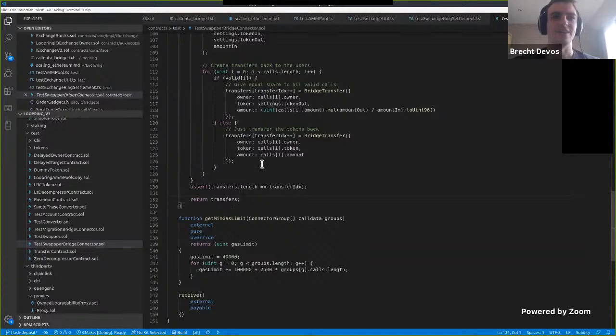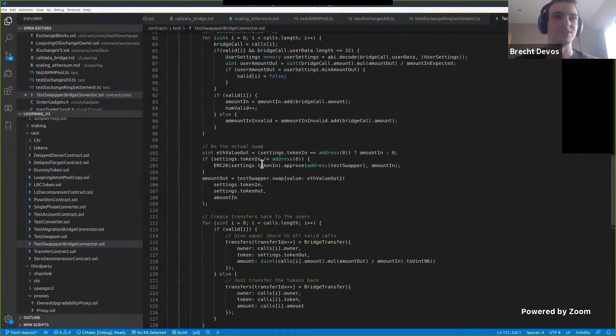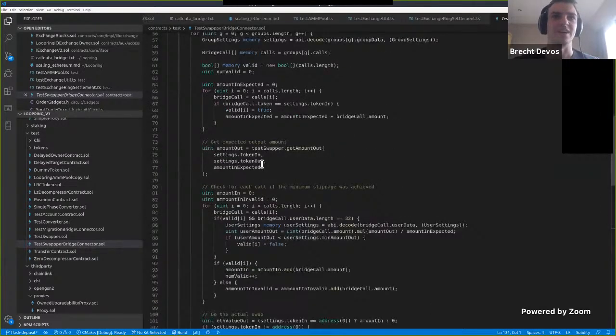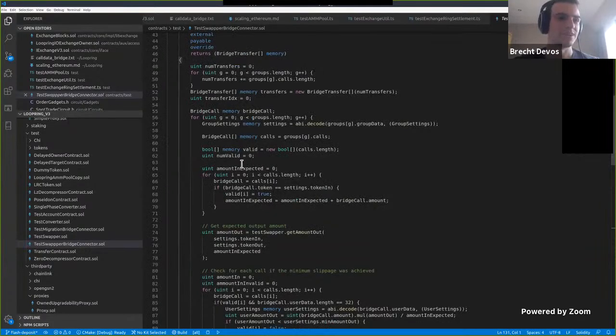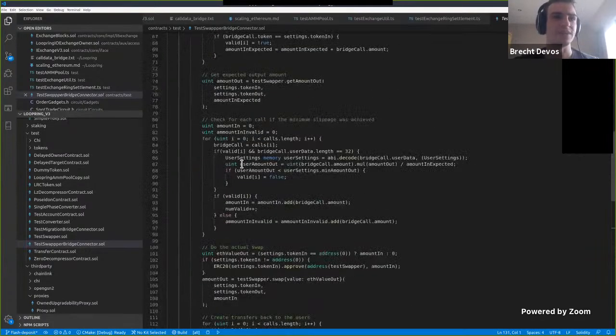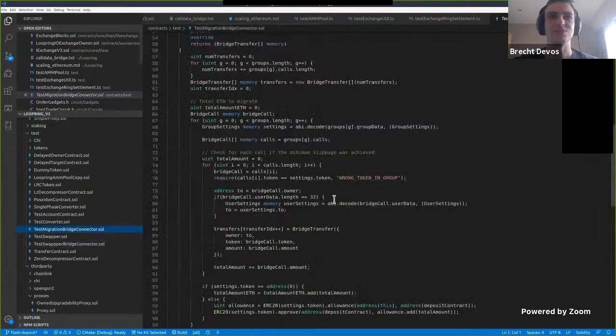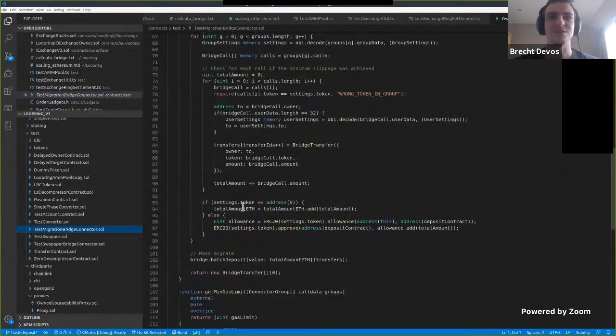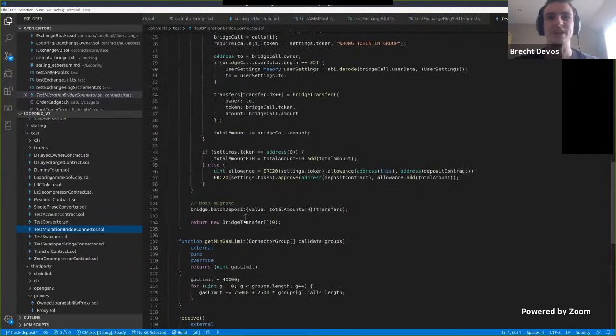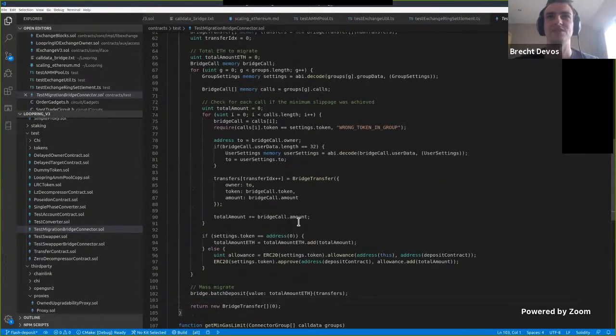Most of the implementation details are just handled by the bridge, and you get a nicely formatted input, so the logic can be quite easy. There's also a migration example, which is basically the same thing, but because it's a migration example, you don't actually return any transfers, because funds are moved out of the exchange and none are returned. So that's the main difference.